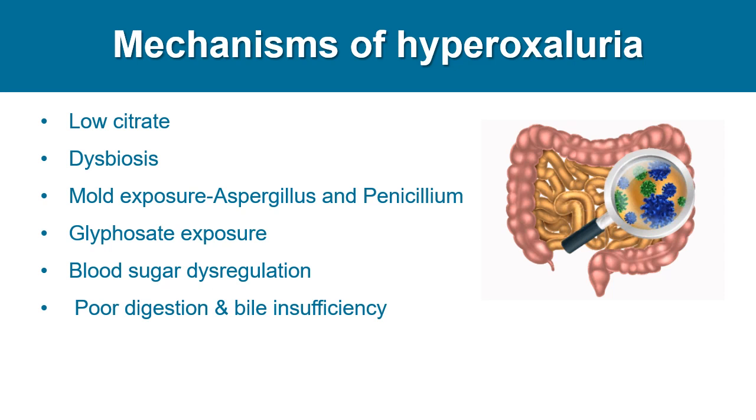Next is mold exposure. Aspergillus and Penicillium are going to be the most likely culprits, and it's not sufficient for it to be an environmental exposure. It does not have to be colonized within the system to create a high oxalate presentation.